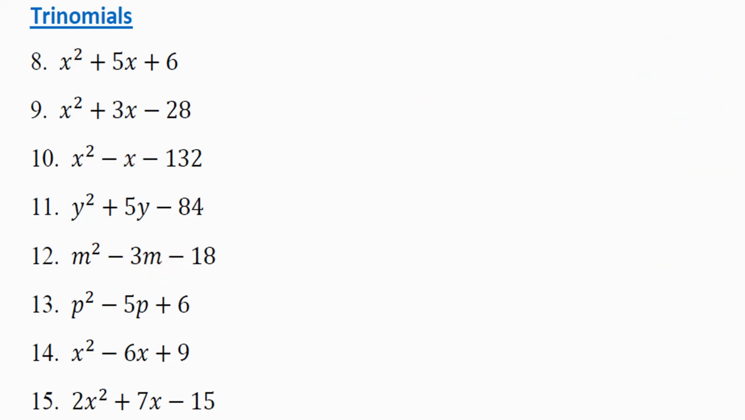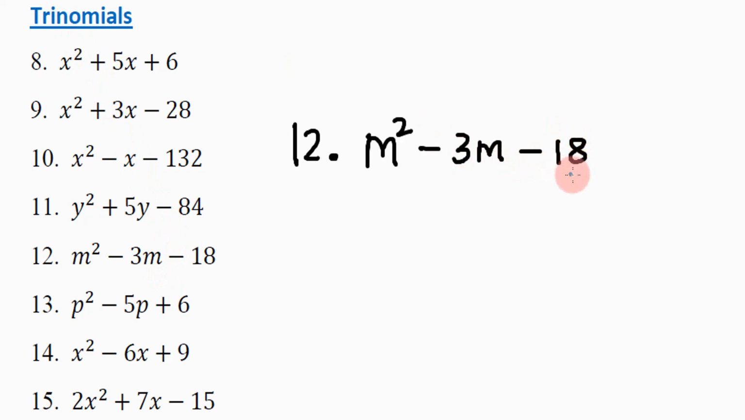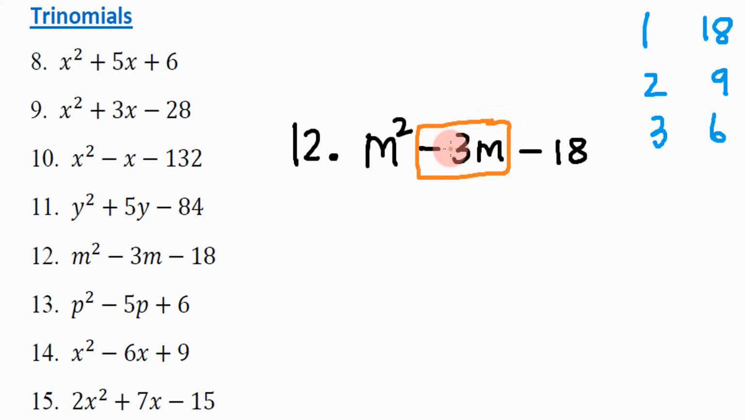Let's look at number 12. So we start by writing down all the factors of 18. So it's 1 and 18, 2 and 9, and 3 and 6. We look at each set of factors, and we want to see which set of factors, when we either add or subtract them, will give us a middle term of negative 3m. So we want negative 3 when we add or subtract them. 1 and 18 can never give us negative 3, whether we add or subtract them, so that won't work. Neither can 2 and 9.